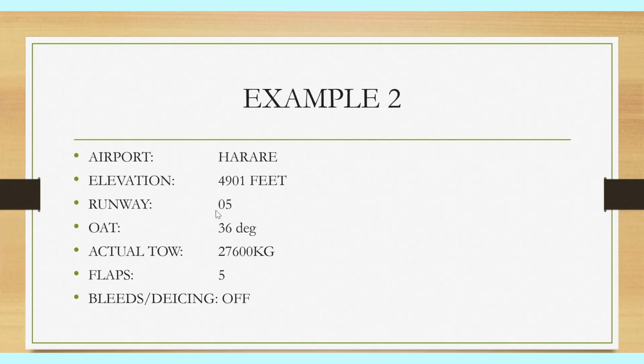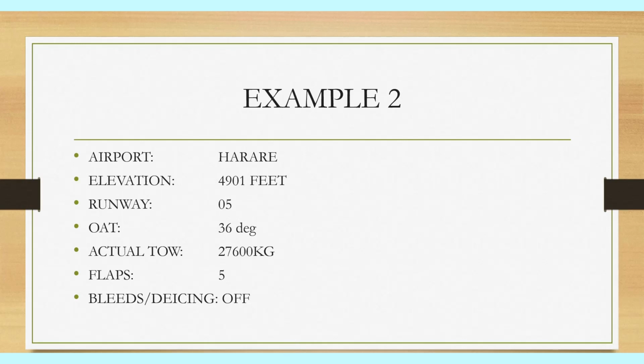Runway in use is 05. This time it's quite hot out there. Outside the temperature is 36 degrees. We're going to use the same takeoff weight, actual 27,600 kilograms. Flaps we use 5, and again bleeds and de-icing will be off. Please make note of this or pause the video, and once you've made note, we can continue.